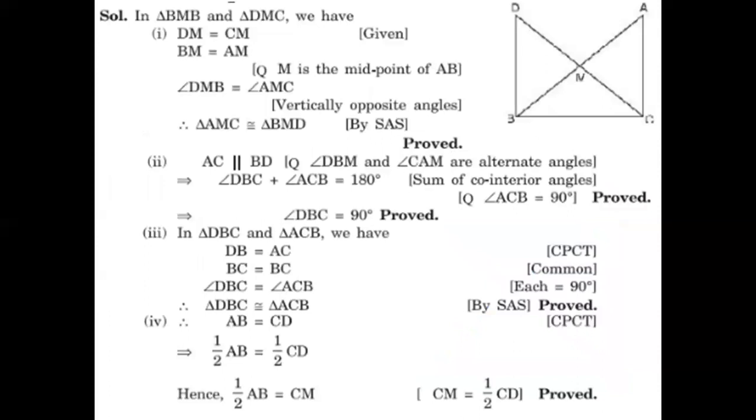Let's quickly get to the solution. As you can see over here, we have started with two triangles, triangle BMD and triangle AMC. It has been given that DM is equal to CM and BM is equal to AM. How can I say that BM is equal to AM? The reason is M is the midpoint of AB. Also, angle DMB will be equal to angle AMC. What's the reason? Vertically opposite angles. Hence, triangle AMC is congruent to triangle BMD by SAS congruency rule. Hence, the first part of the question is clear.